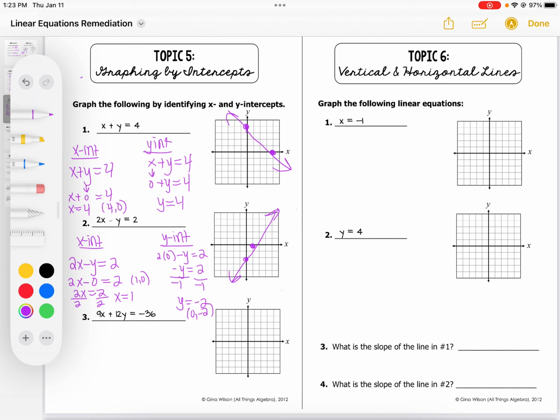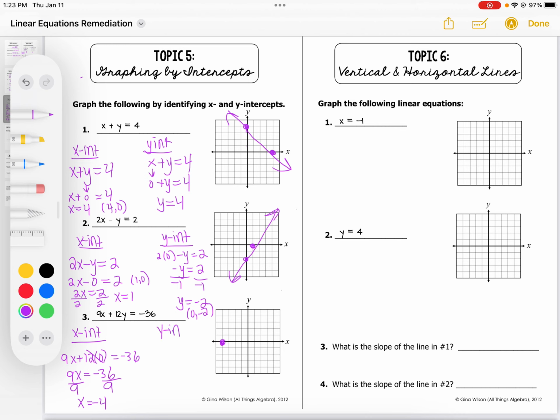Last one, 9x plus 12y equals negative 36. The x-intercept, you take y and you replace a 0 in for it, and then you solve for x. 12 times 0 is nothing. You solve the equation 9x equals negative 36. You divide by 9 and you get x equals negative 4. You go over to negative 4 on the x-axis, you make a point, and you're halfway done.